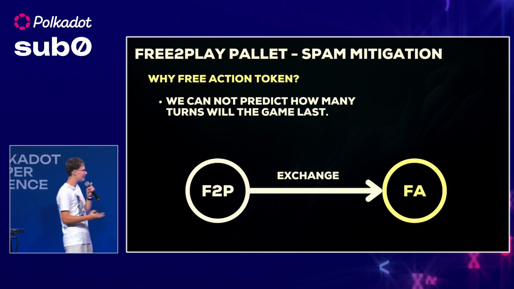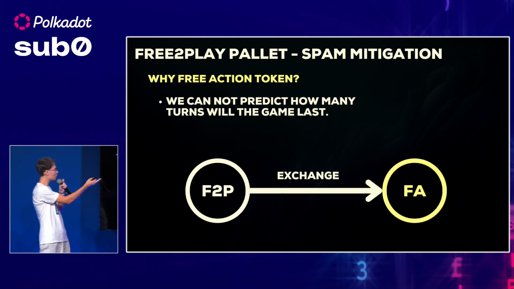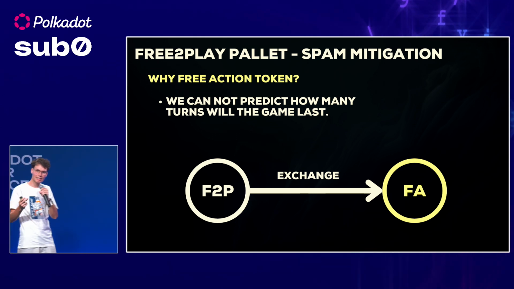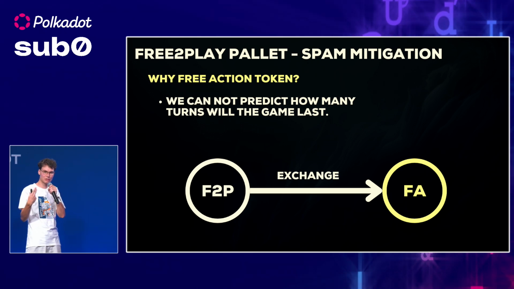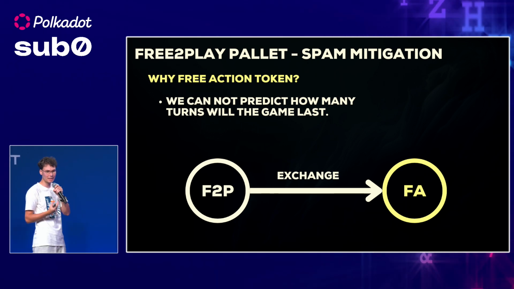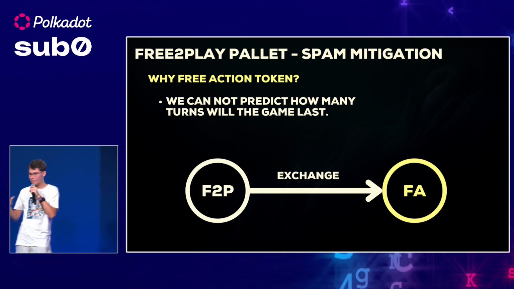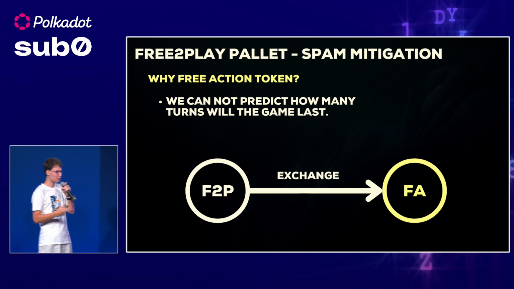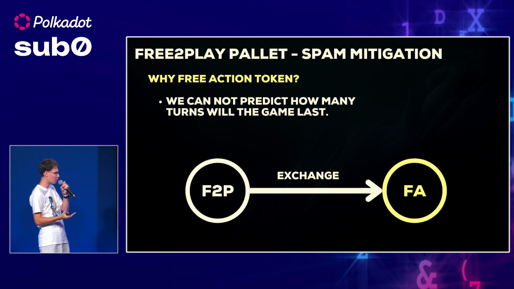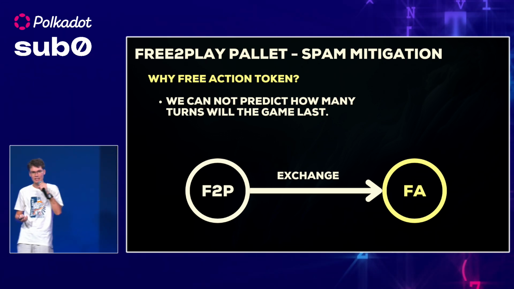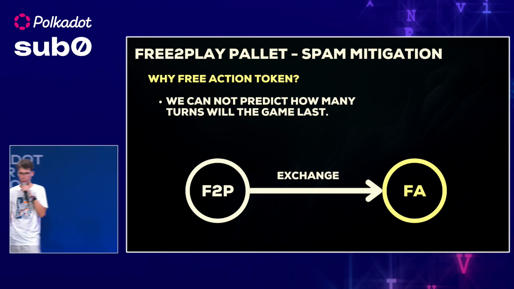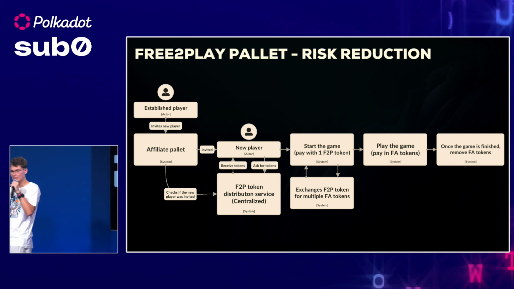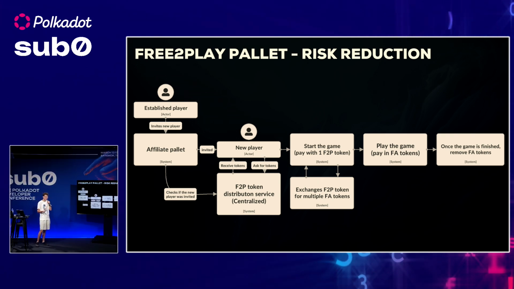And why did we introduce the second token, the free action token? It's because we cannot predict how many transactions the players will spend on that game. So maybe if we think that the game will last for like 100 transactions, then we can give them maybe double of that amount, so 200 free action tokens. And this way they would be able to finish it and we can calculate it much better. And we are also focusing a lot on reducing any risks.